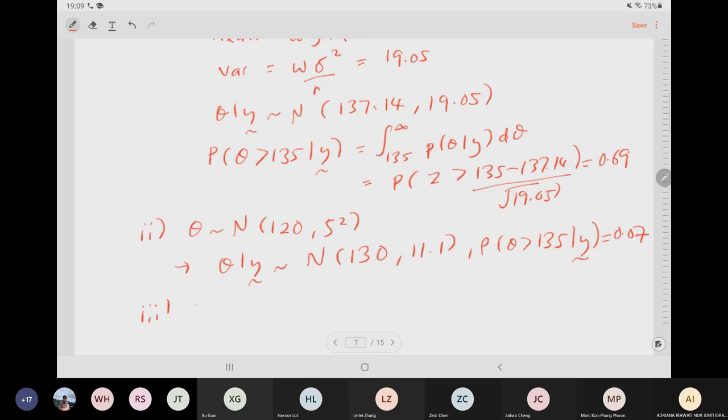And number three, the prior is normal with mean 120 and variance 100. In the last case, this is called a vague prior, meaning that your variance is very large. Then your posterior is normal with mean 137.96 and variance 19.96.